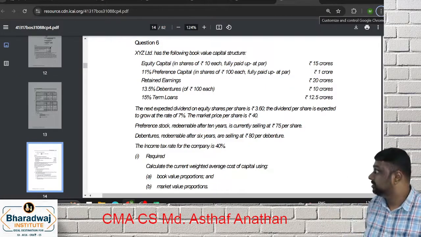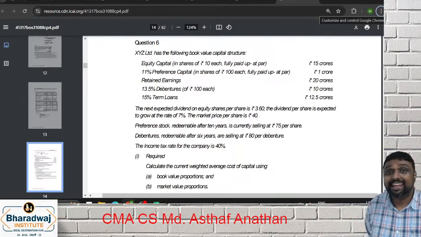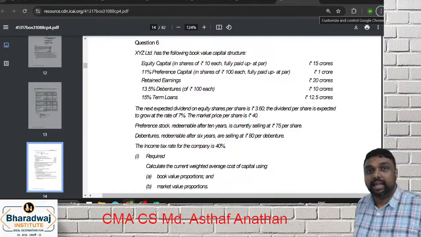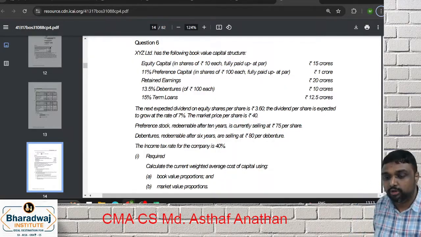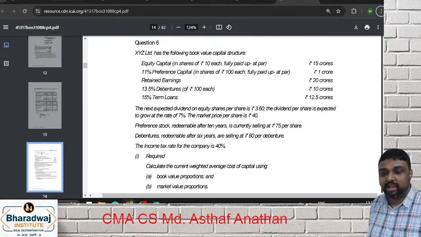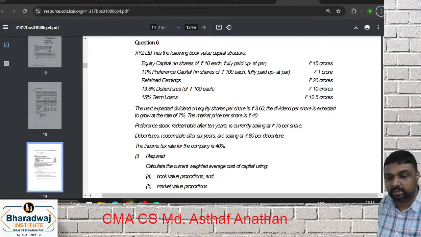Now, my dear friends, we'll go with this additional question. X, Y, Z. These are all additional questions. You can just copy it. X, Y, Z Limited has the following book value capital structure. Equity share capital, 11% preference share, retained earnings, all in crore, 13.5% debentures, 15% lump sum.